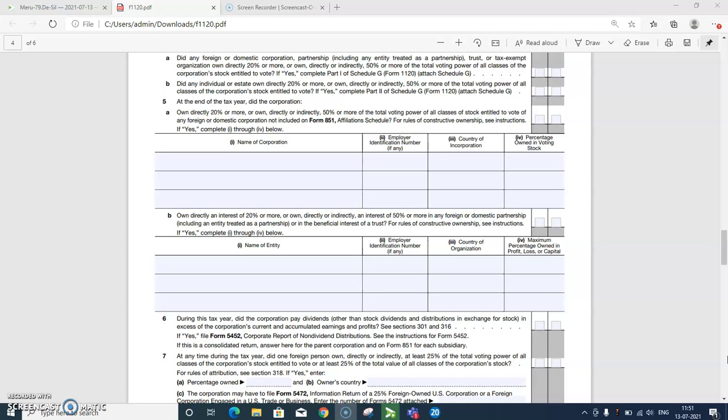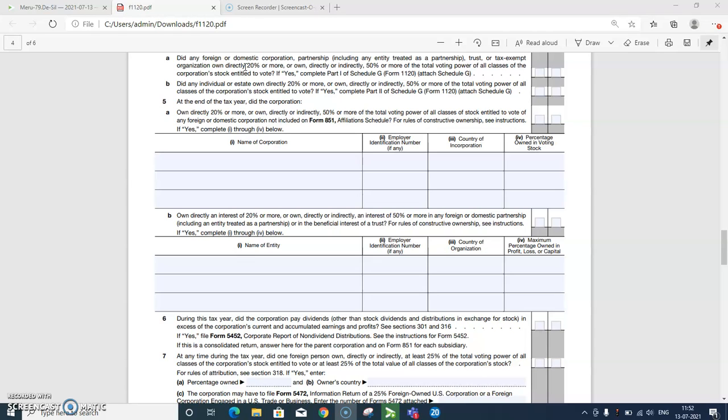List each trust in which the corporation at the end of the tax year owned directly an interest of 20% or more, or owned directly or indirectly an interest of 50% or more in the trust beneficial interest. Indicate the name, EIN, country of organization, and the maximum percentage interest owned, directly or indirectly, in the profit, loss and capital of the partnership at the end of the partnership's tax year, or for a trust, the percentage interest owned in the trust beneficial interest. List a partnership or trust owned through a disregarded entity rather than the disregarded entity. Maximum percentage owned in partnership profit, loss and capital.